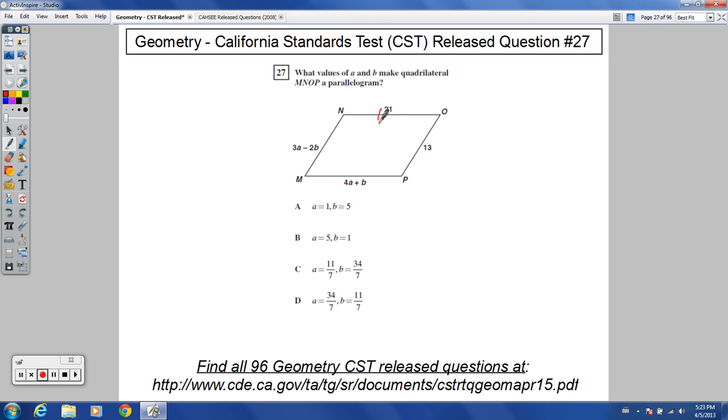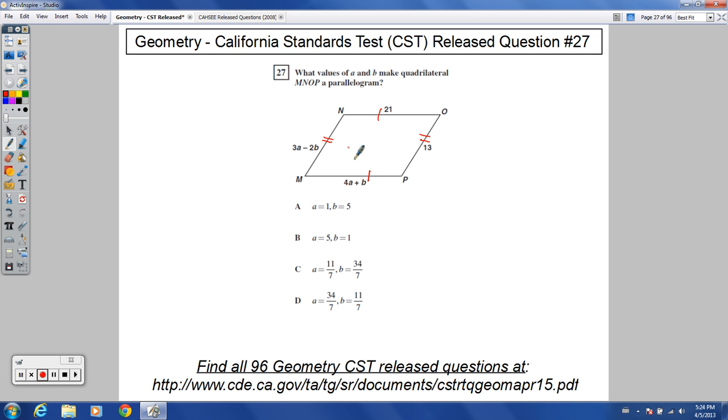I know that this one would have to be congruent to this one. Opposite sides in parallelograms must be congruent. That's a property of parallelograms. This one would have to be congruent to this one as well. And so with these, you could plug in the answer choices into here. Honestly, that would be one way to do this since it's a multiple choice type test.